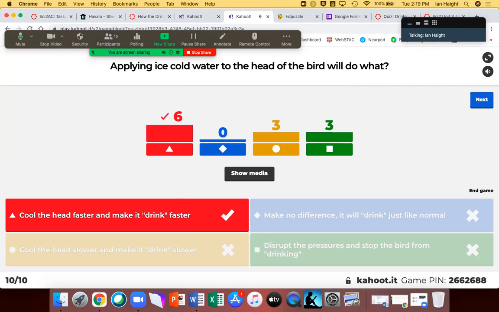Could see this was a tougher one. So again, ice cold water applied to the head would cool the head faster and make it drink faster. And that's not necessarily because it would be evaporating faster. I think technically evaporation would actually be a little slower. It's just that the low temperature of the water itself will cause more condensation to occur in the head portion faster, and therefore lower the pressure more.